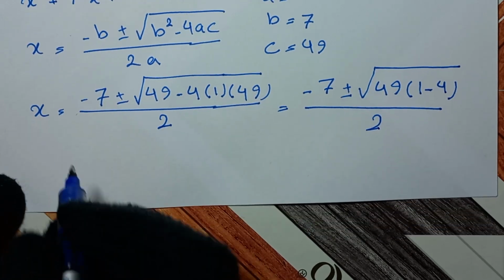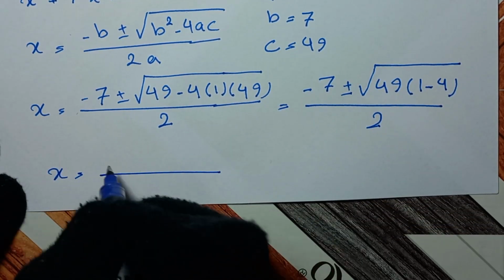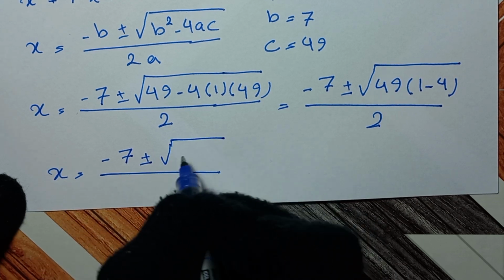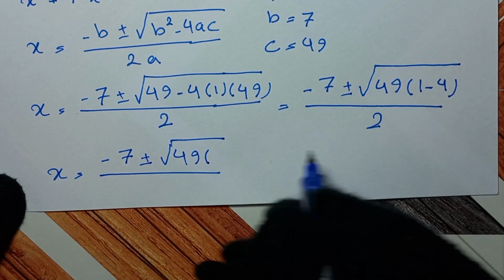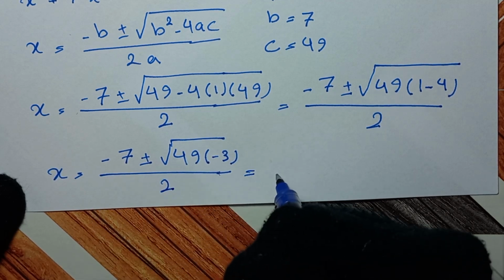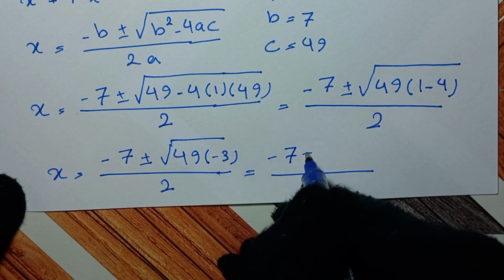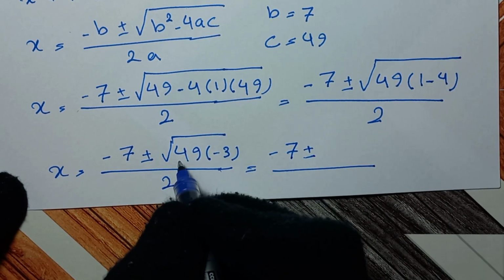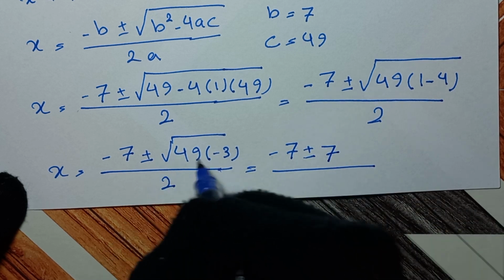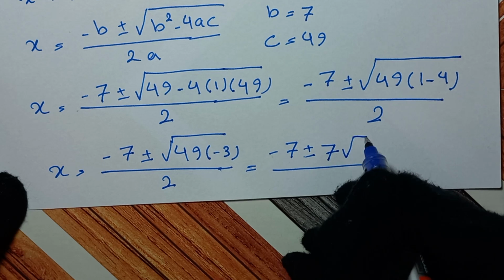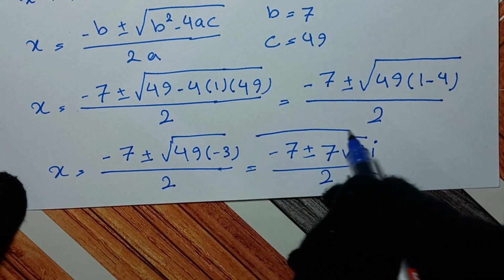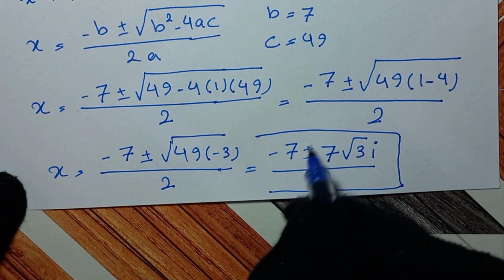So it will be x is equal to negative 7 plus or minus the square root of 49 times 1 minus 4, which is negative 3, over 2. And this is equal to negative 7 plus or minus the square root of 49, which is 7, so we write 7 here. And the square root of negative 3 will be the square root of 3 times i, right? And over 2. So here we have two complex solutions.